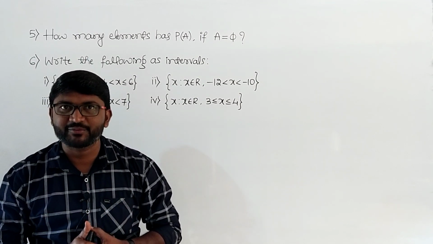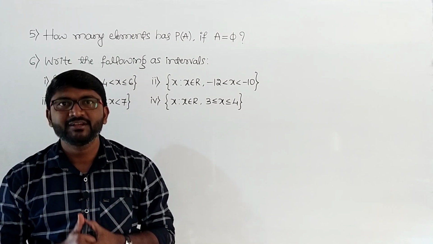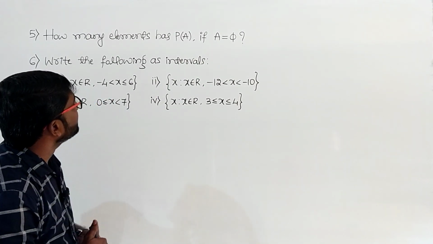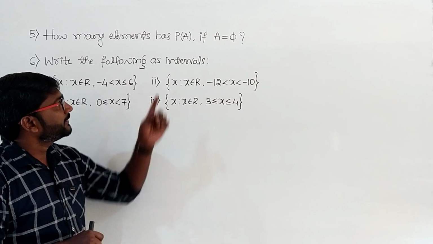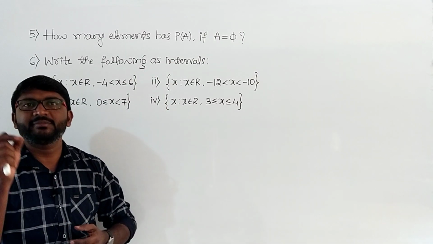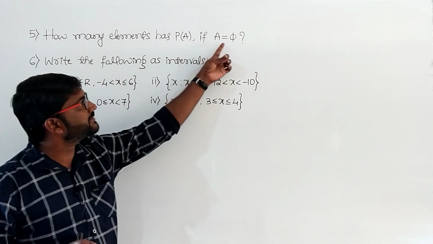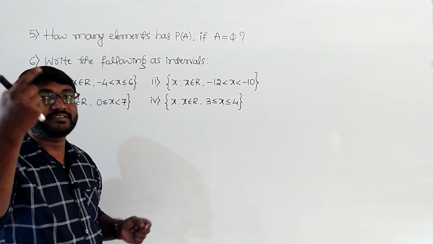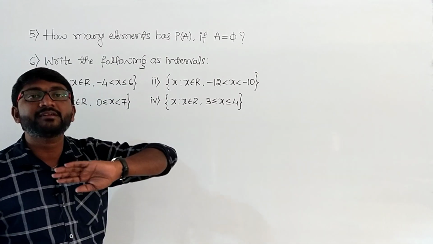So in the last class we have solved up to the fourth main question. Let us continue with the next question. It is how many elements has P of A if A equal to pi? That means it is a null set. He says that A is a null set and we have to find the number of elements in the power set. P of A is nothing but the power set.